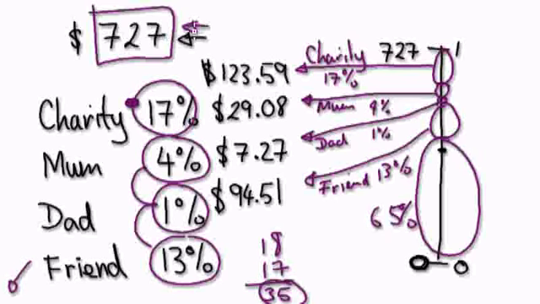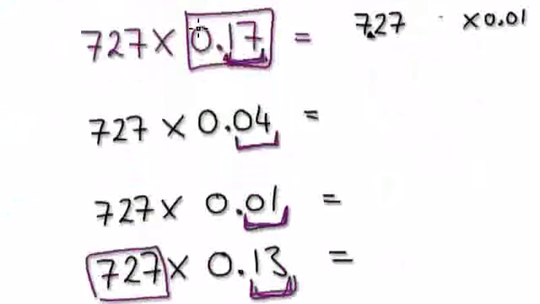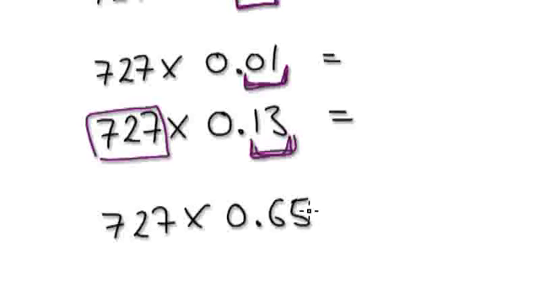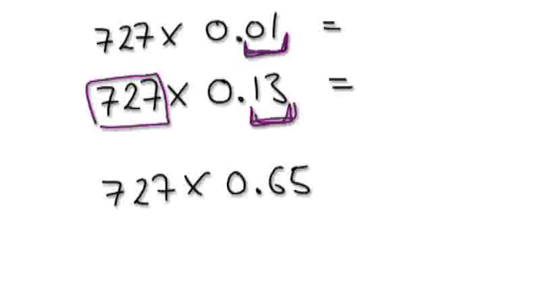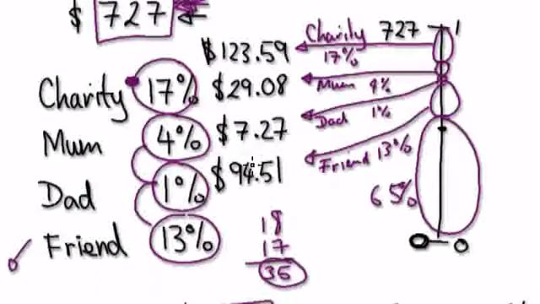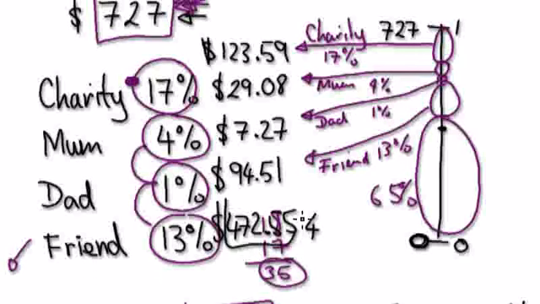So what is 65% of the original up here? Okay, so get your whole amount, 727 times. Remember, 65% is what you've got left. So calculator. What is 65% of our original? 727 times 0.65 equals 472.55. So that's how much is left for you.